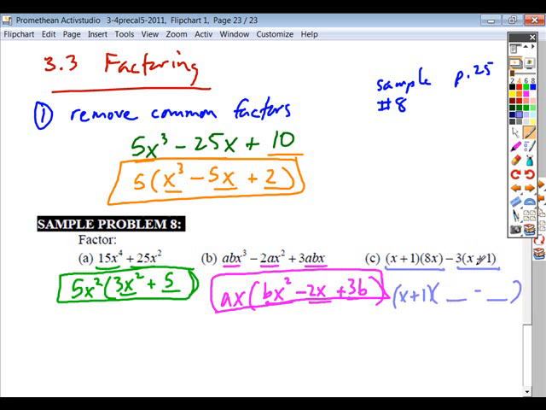One group minus another. So when we factor out an x plus 1, what's left in our first group? 8x, and what's left in the second group? The minus 3. So again, doing it this way helps set up and be consistent with the process that you'll use when you get a little more complicated type expressions.